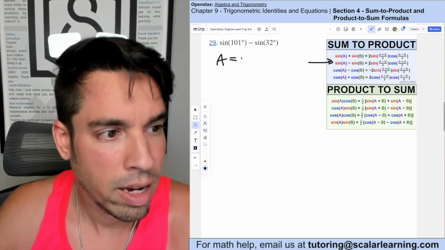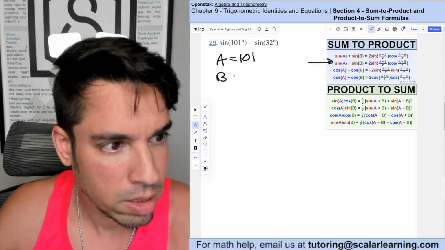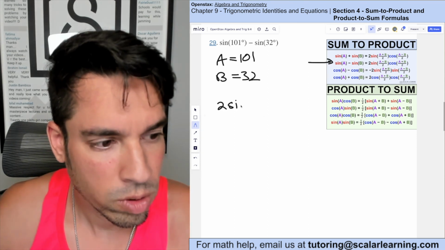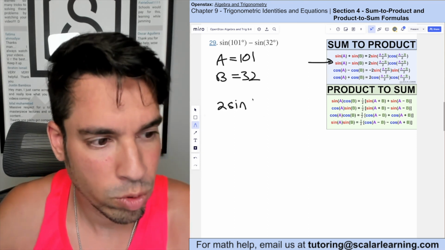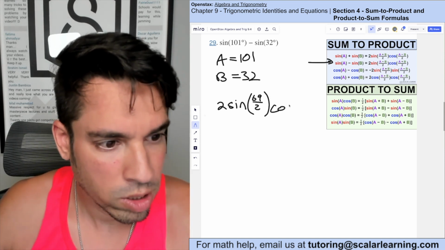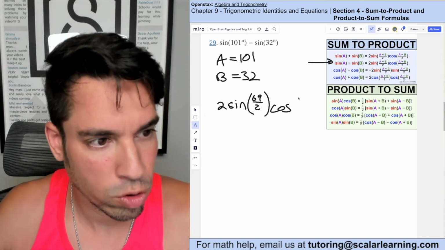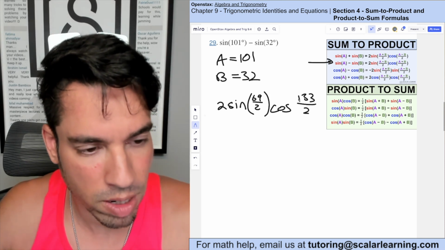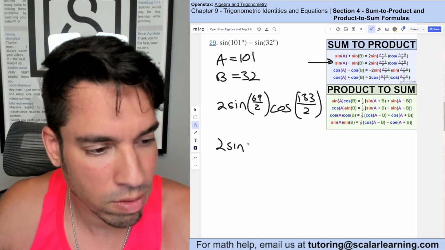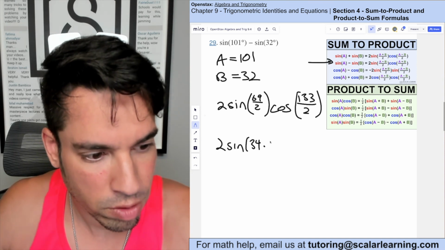So for this one, we got sine minus sine, which is right here. Now I'm going to set A to 101 and B to 32. All right, let's apply it. So then I got 2 sine of 101 minus 32, which is 69 divided by 2. And then I've got times cosine of 101 plus 32, which is 133 divided by 2. And then I'll just do that in decimal format. So 69 divided by 2 is 34.5.